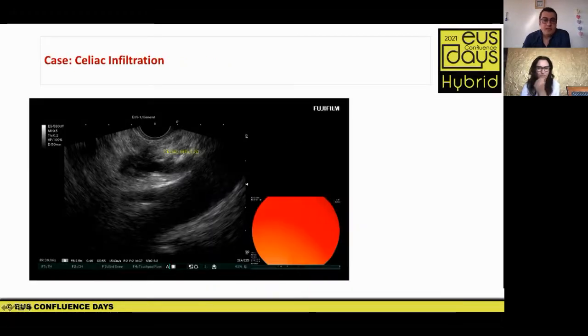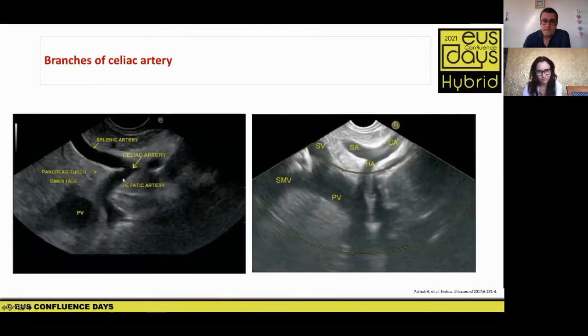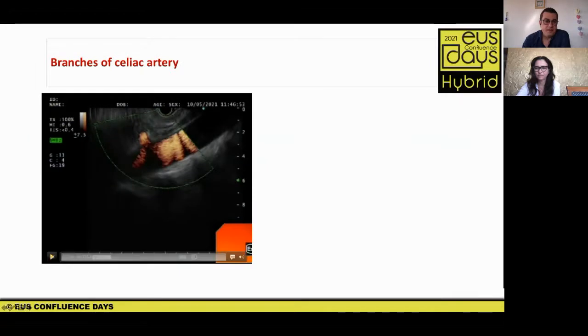Okay, when there is infiltration, as shown here, this is the infiltration of the celiac artery. Of course, the tumor is bigger, but this is part of the tumor. Okay, when you go a little bit, the celiac artery has divisions. As you see, the splenic artery goes upwards, the hepatic artery downwards, and sometimes you see the left gastric, many times you see the left gastric artery going towards the left of the screen.